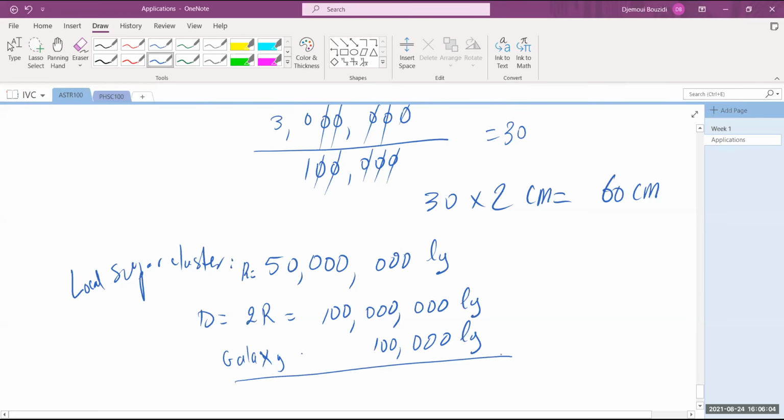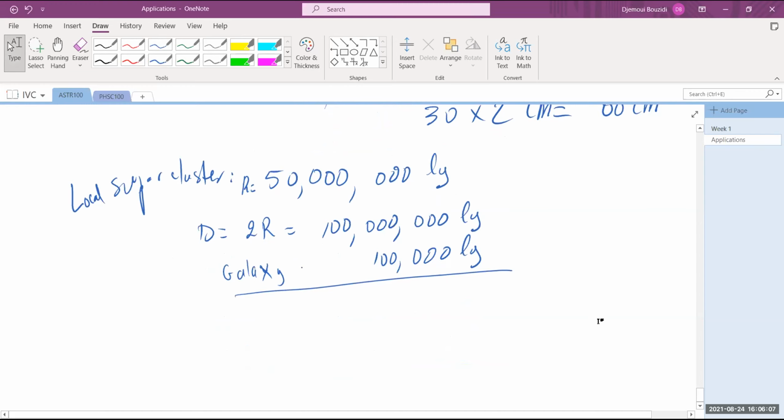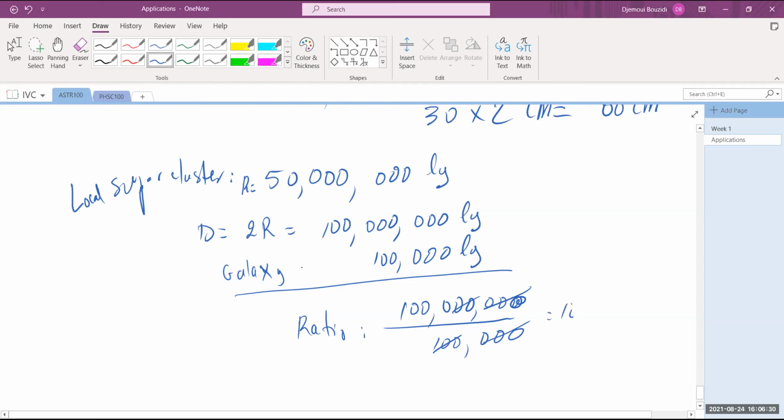So that means the ratio of these two is 100 million over 100,000. And if I do the ratio, I have 5 zeros that are going to disappear, and I will be left with 1 with 3 zeros. So the ratio is 100 million divided by 100,000. Cancel the 3 zeros, cancel the 2 zeros, and I will be left with 1, 2, and 3. So the ratio is 1,000 times bigger. Since the Milky Way is only 2 centimeters, 1,000 times bigger than 2 centimeters is 2,000 centimeters.